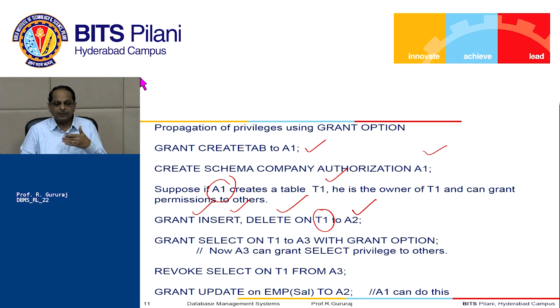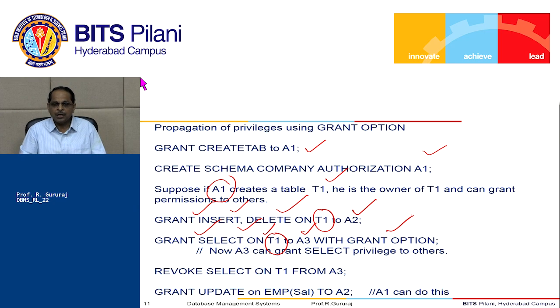And if user A1 wants to give the grant option to A2, wherein once this privilege is given to A2, A2 is capable of granting privileges to other users. Let us have a look at the example. Now A1 is executing this command, grant select on T1, because user A1 is the owner, to A3. He is granting the select privilege to user A3 with grant option.